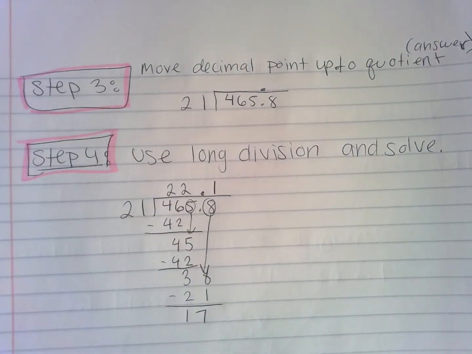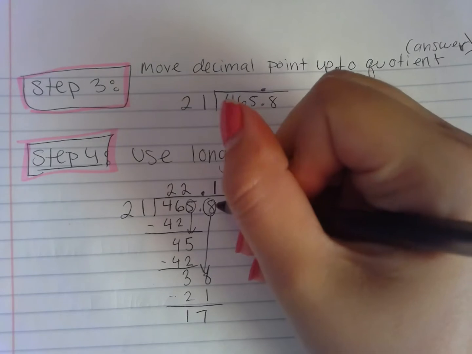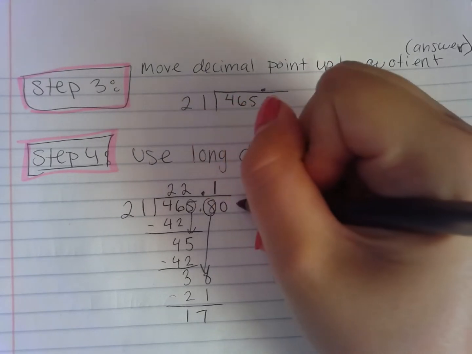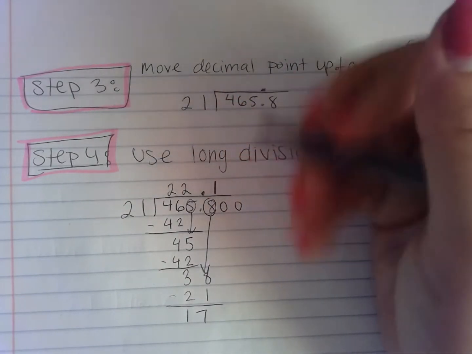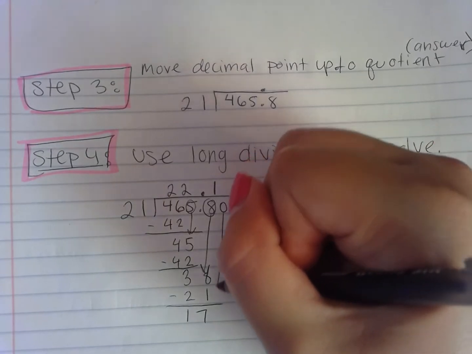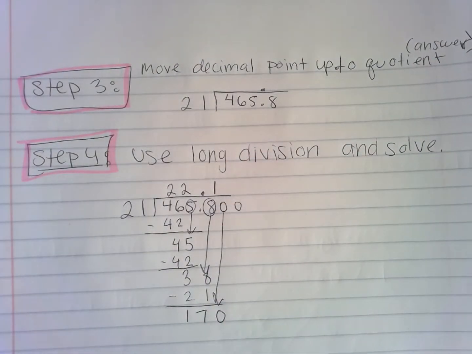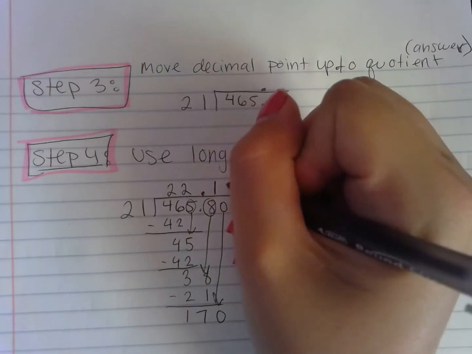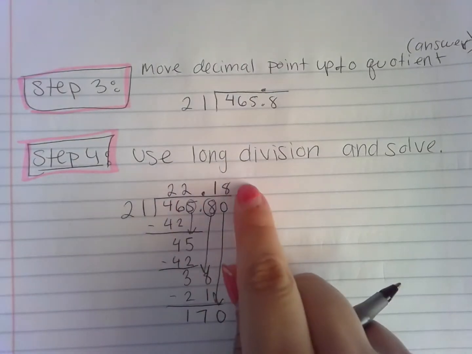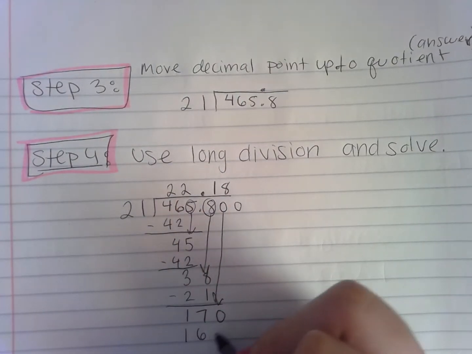So now we're stuck. We're like, oh man, nothing goes into 21 and 17. But remember, after our decimal point, there's always those zeros. So all I'm going to do is bring down this 0 right here. And that's totally valid. So now I need to figure out how many times does 21 go into 170? That's actually 8 times. 21 times 8 will give me 168.